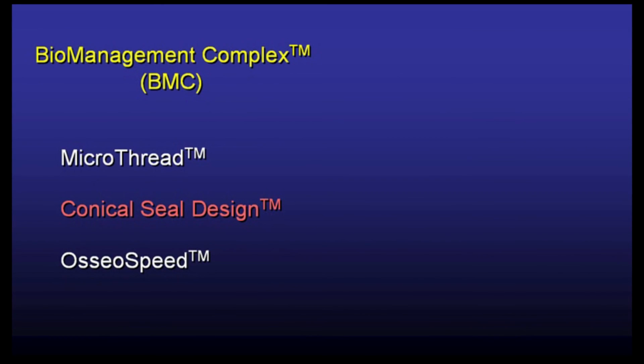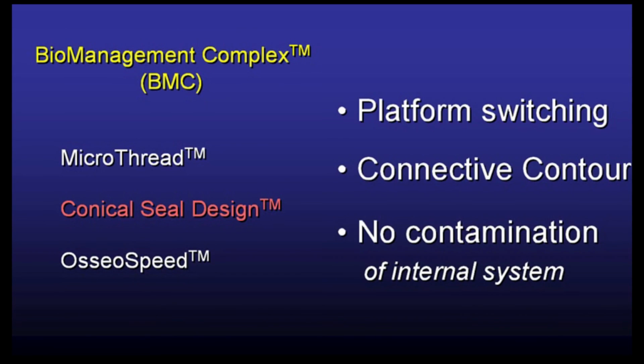We then move over to the conical seal design, which in my way of thinking is maybe the most important of the various legs in the biomanagement complex. The conical seal design has platform switching, connective contour, and no contamination of the internal system as the key issues. Platform switching.